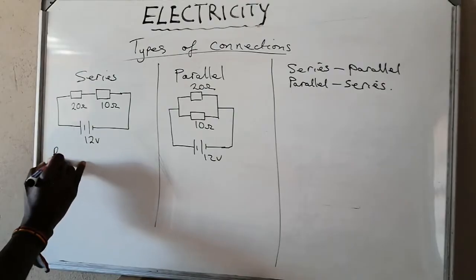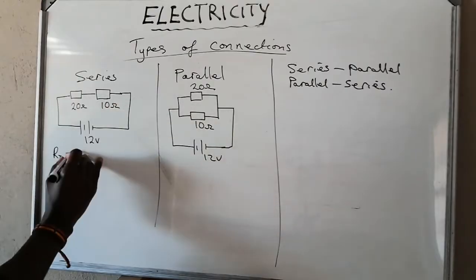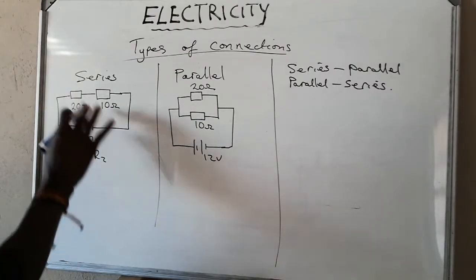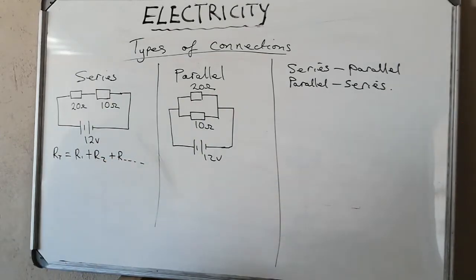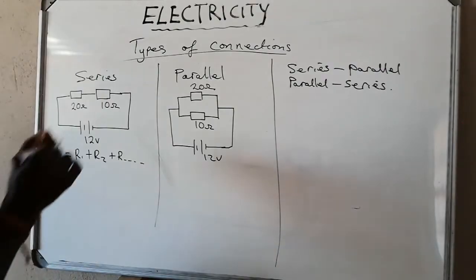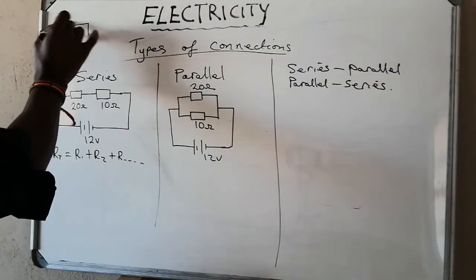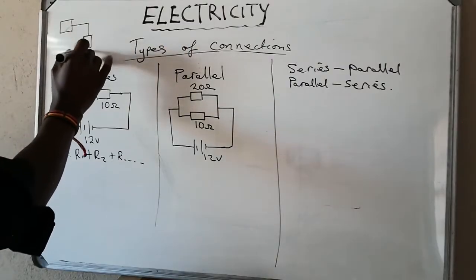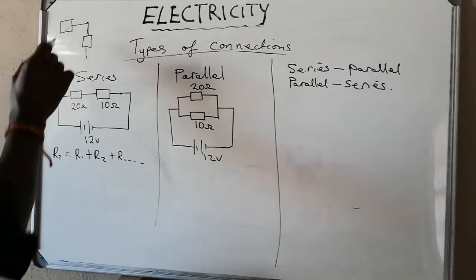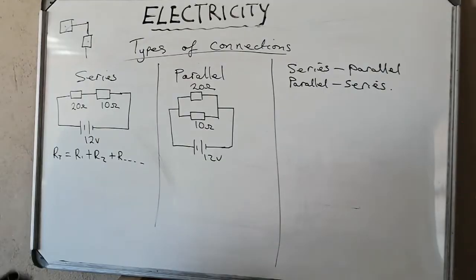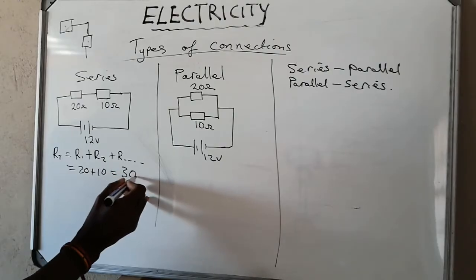Number one, the total resistance RT in this series connection will just be your resistor 1 plus your resistor 2. If we have other resistors connected in series, we'll continue adding as long as the connection is a series. It doesn't matter whether we have one resistor here, another resistor there, it is still a series connection. It is not about the corner, but how one component is connected to the other. So in this case, we'll have 20 plus 10, our total resistance is 30 ohms.